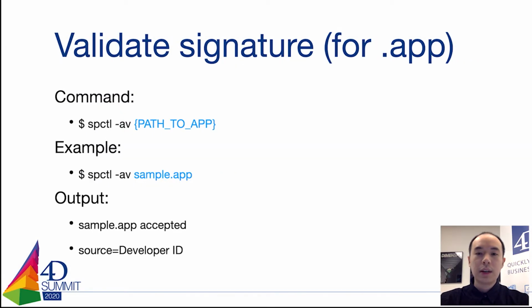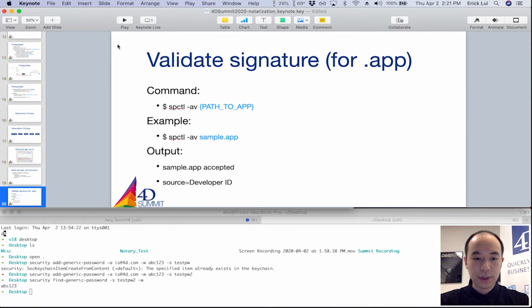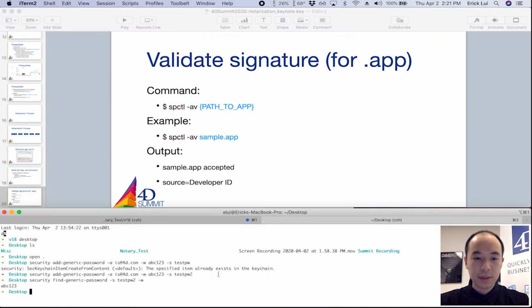Cool. So now let's make sure, this is kind of an optional step, but to make sure everything goes well, let's make sure that the app was signed properly. If it was, we will get the output, sample the app accepted, and the source is Developer ID. And how we can do this is using the command spctl -a -v and the name of the app, or path to the app. So let me quickly navigate to that directory.